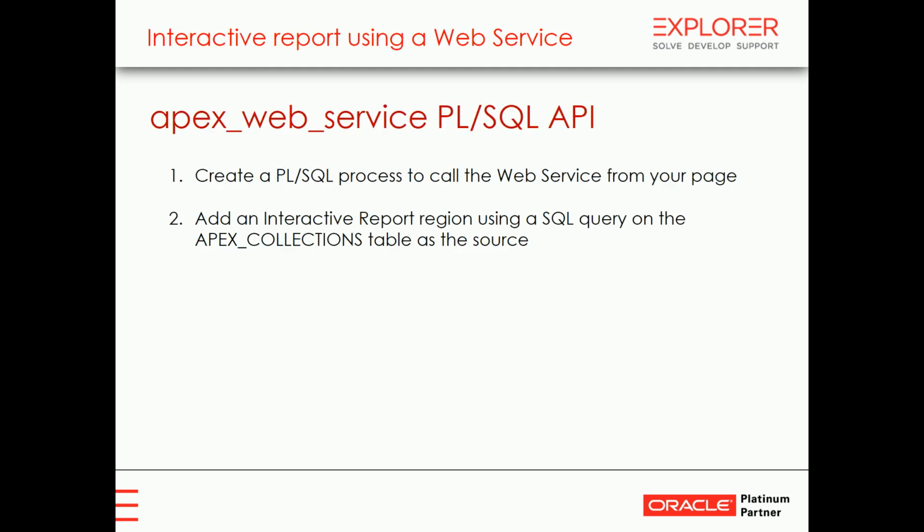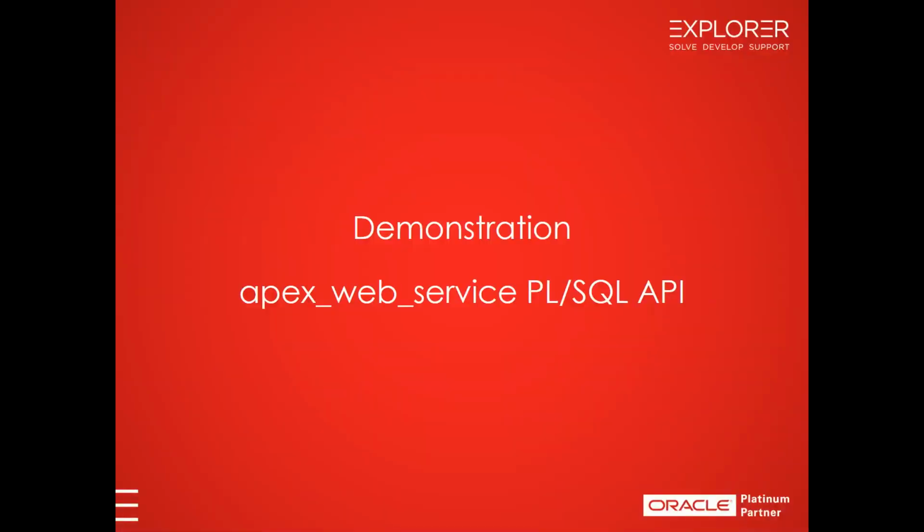To create an interactive report based on a GET method web service using the APEX_WEB_SERVICE API, we need to do the following. Create a PL/SQL process to call the web service from your page, then process the response, and then add an interactive report region using a SQL query on the Apex collections table. I will now demonstrate how to create an interactive report using the Apex Web Services API.